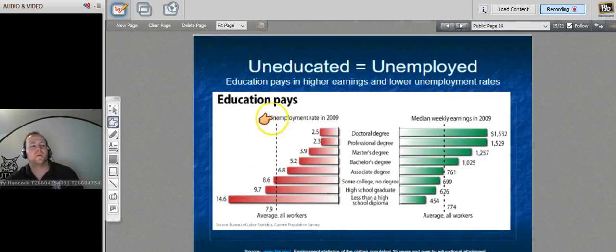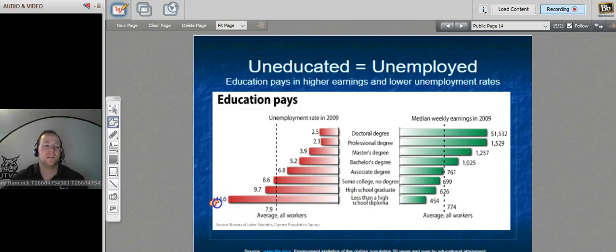Here's another graph that I really like. Uneducated equals unemployed. If you see here, you have your weekly median incomes. That is in 2009. If you have a doctorate or professional degree, you're going to make about $1,500 a week. Okay, so this is weekly. And then it's comparing it to the overall percentage of people who are unemployed, which means do not have a job.